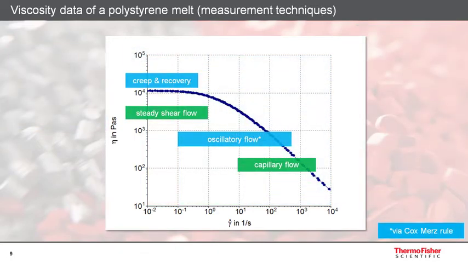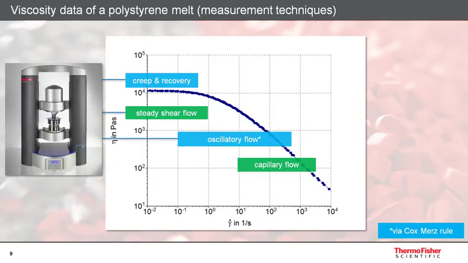In order to generate viscosity data for a polymer melt over a wide shear rate range, different measuring techniques are available. Low shear rate data can be obtained from creep and recovery tests as well as steady-state rotational experiments. When applying the Cox-Merz rule, oscillatory frequency tests usually provide viscosity data in the medium shear range. All those tests can be performed with a rotational rheometer, which is the most versatile instrument for polymer rheology.